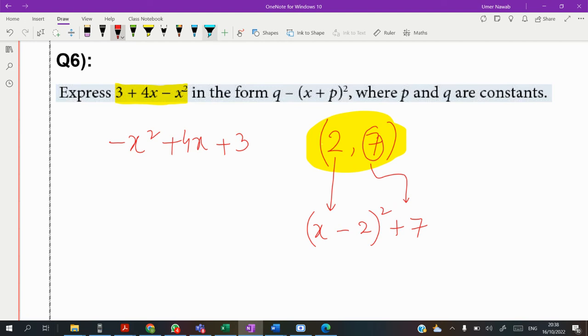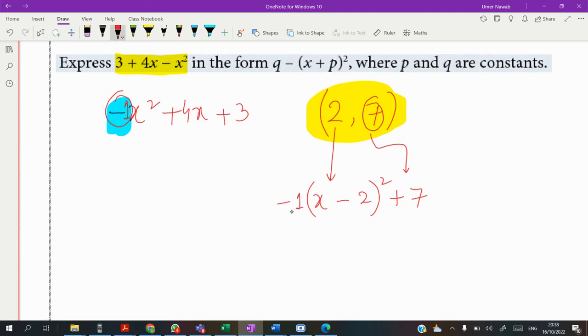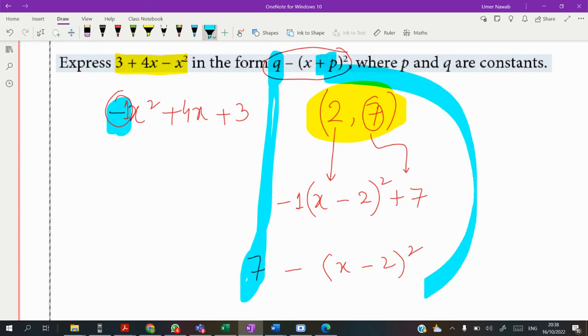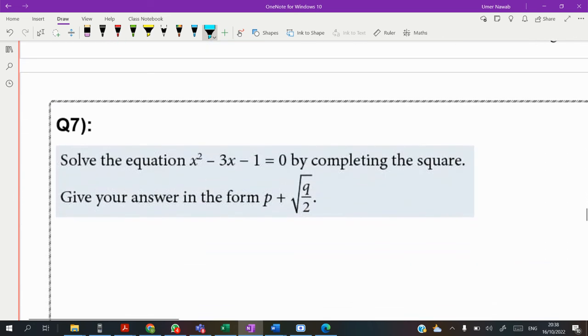What was the coefficient of x squared, boys? It's minus 1. Wow. So I'm going to copy minus 1 here. If you don't want to write the minus first and you want to write 7 first, as he did it here, so you write 7 and then minus x minus 2 whole squared. Can I compare? This q is basically 7 and this p is equal to minus 2. So we got the values of p and q. In fact, I have converted complete standard form into completing the square form.